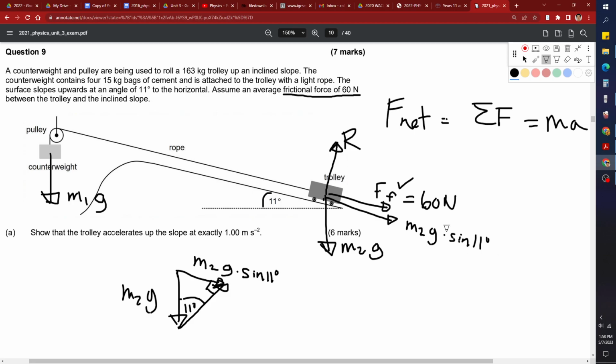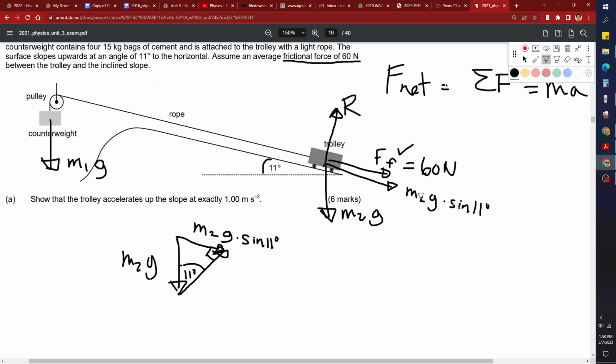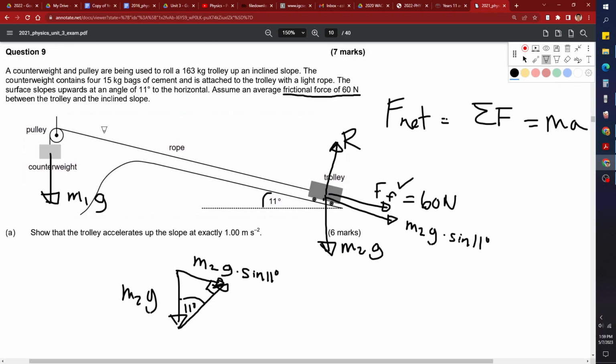We can figure that out. We'll put it into our equation because we know mass, we know gravity, we know all that. And then we know the mass of that one as well, okay? And so let's take a look. We can see that the frictional force and this force of gravity acting on the trolley are both in the same direction, which is opposite along this rope to the counterweight.